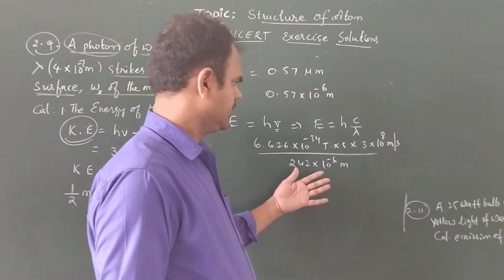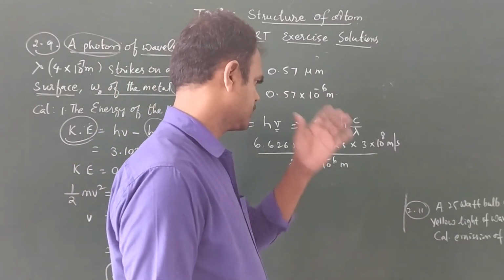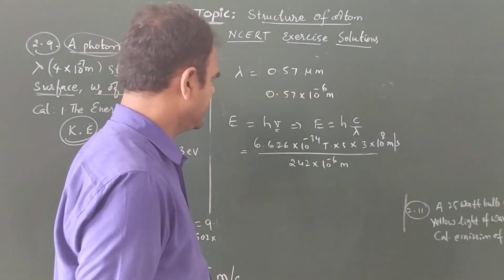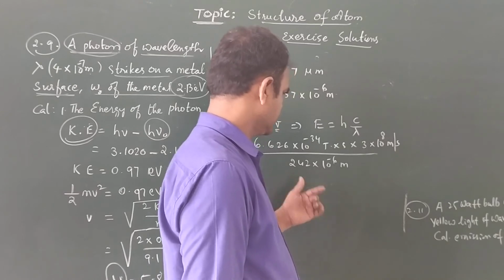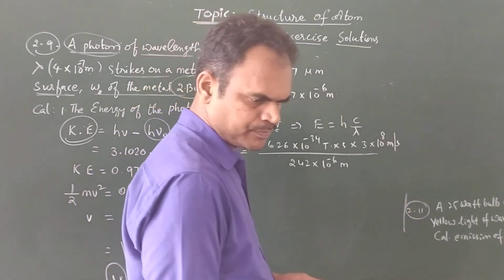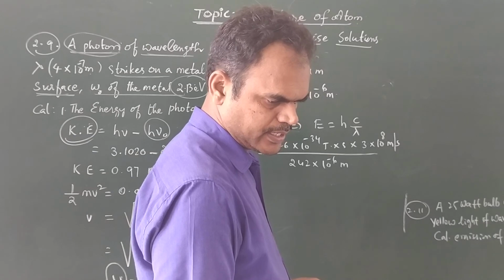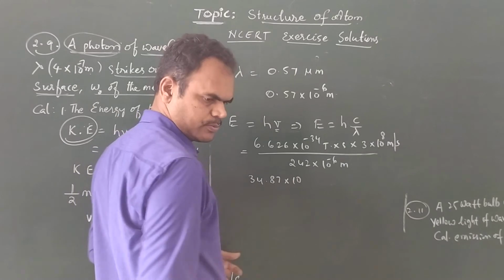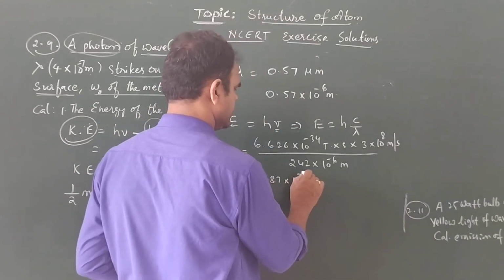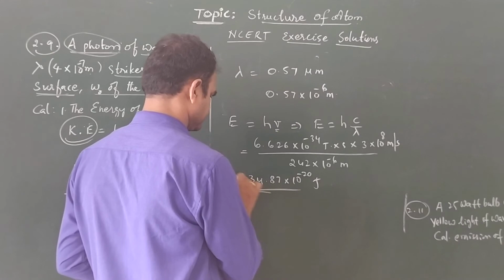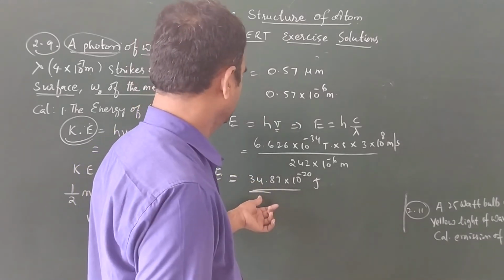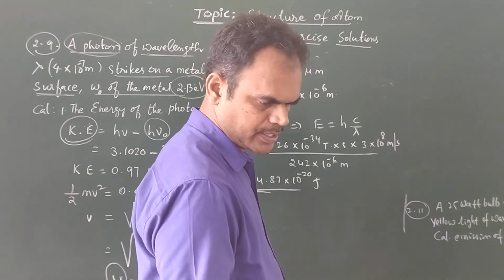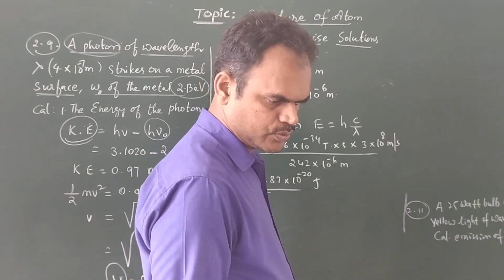See, the calculations will take a long time for these questions. Now how much energy of the photon will you get? You will get 34.87 into 10 to the power of minus 20 joules, the energy of one photon. Then what do you do in the next step?